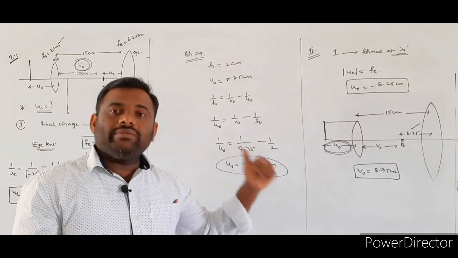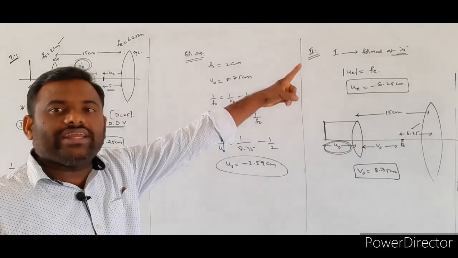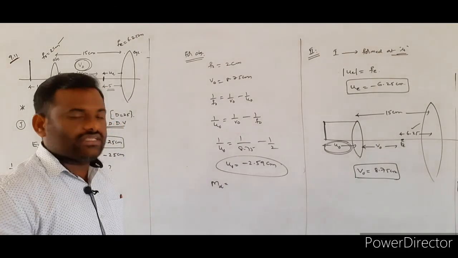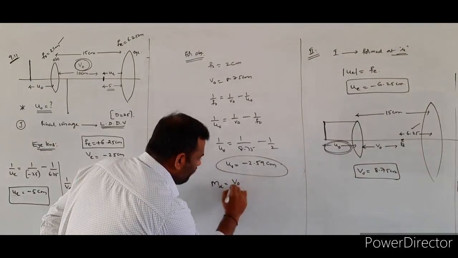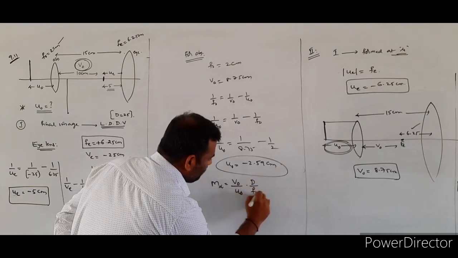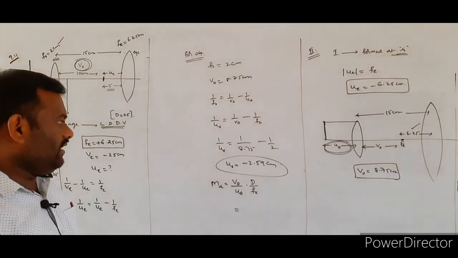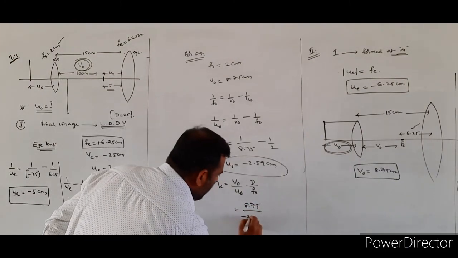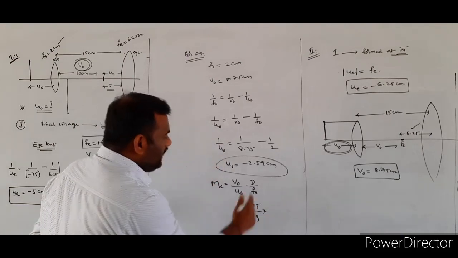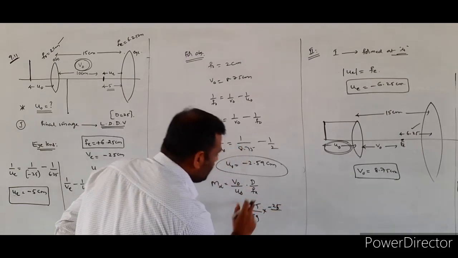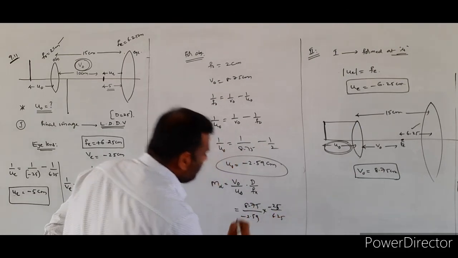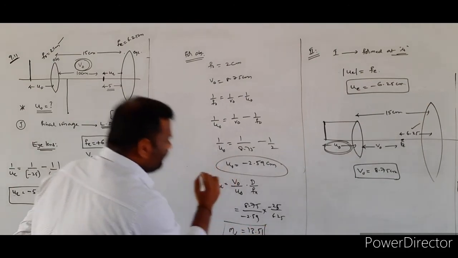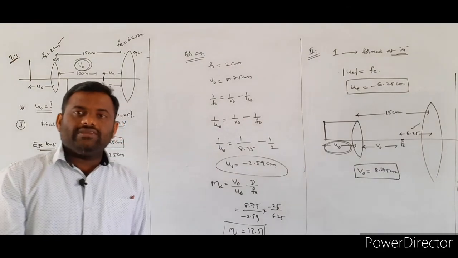So in this case, where the final image will be formed at infinite distance, the magnifying power of the compound microscope will be given by V naught by U naught into D by Fe. What is the V naught value? 8.75, and U naught value minus 2.51. Next, D value minus 25 centimeter, Fe value 6.25. If you simplify, you will get 13.51. This is the magnifying power whenever the final image is formed at infinite distance.